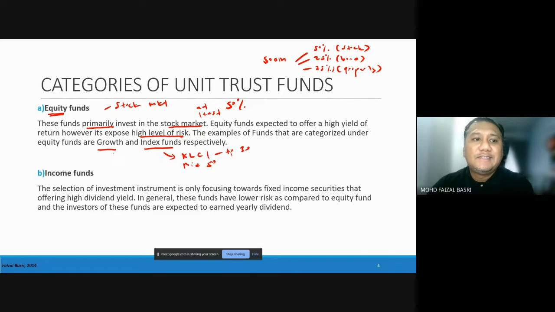Okay, so second category is income fund. Okay, so income fund ni focus on fixed income securities. So apa contoh fixed income security? You pun dah belajar sebelum ni. Kita ada bond contohnya. And kita ada preferred stock. Okay, dia ni common stocks yang kita dah discuss sebelum ni. Dan yang fixed income adalah preferred dengan bond.